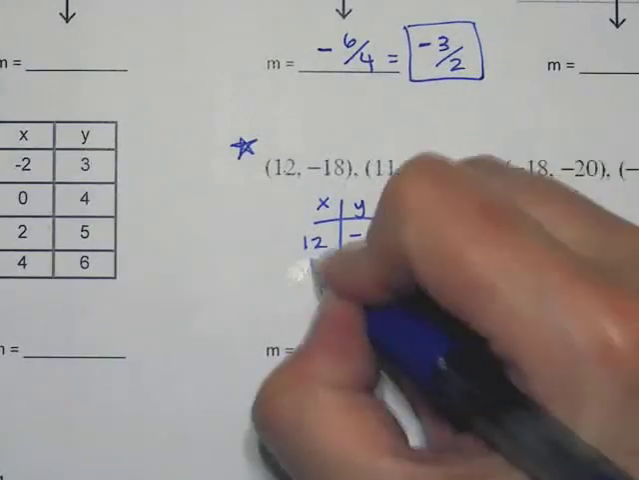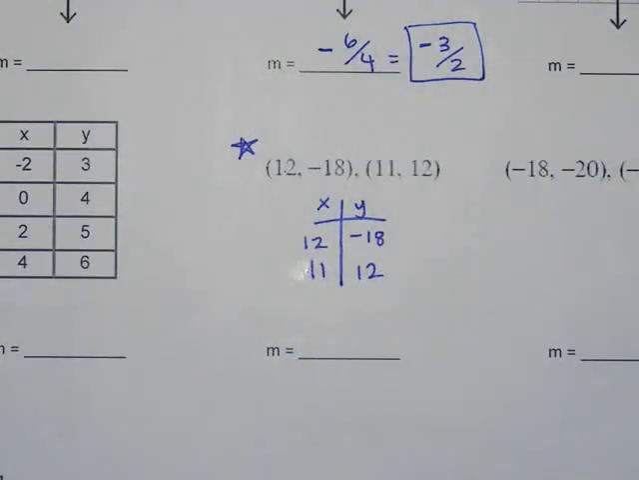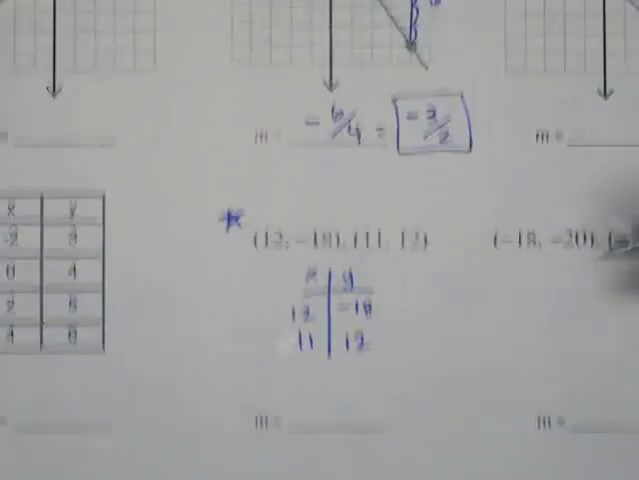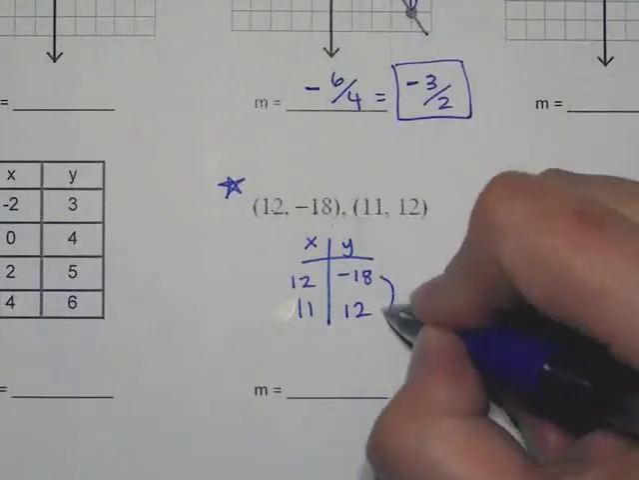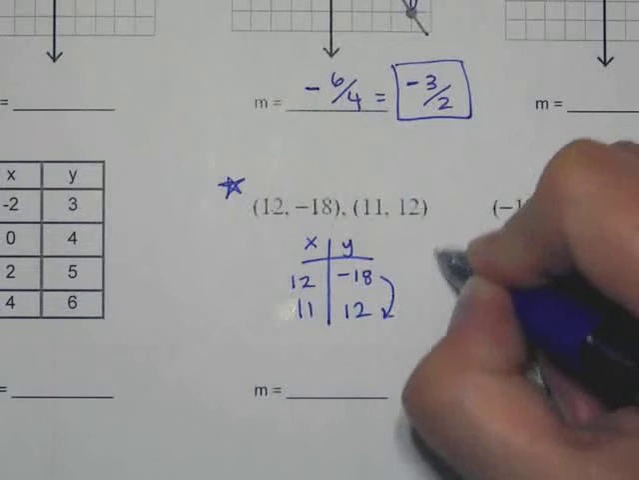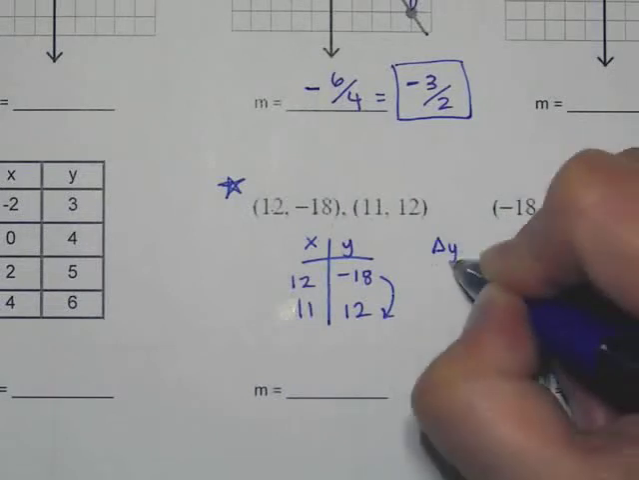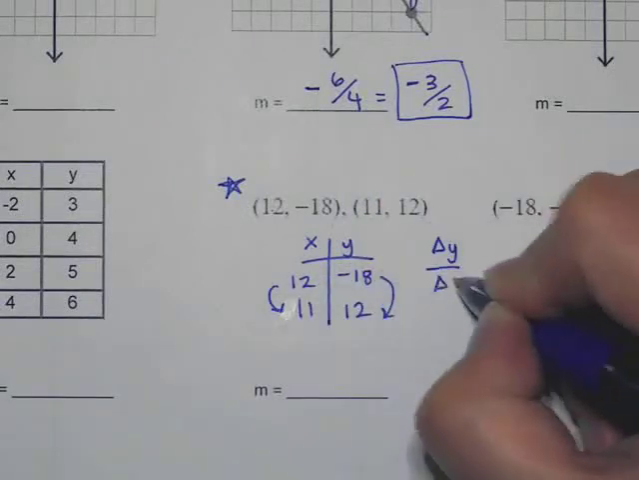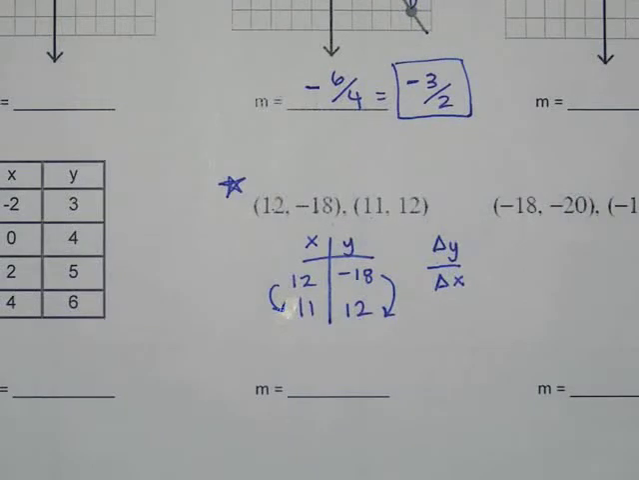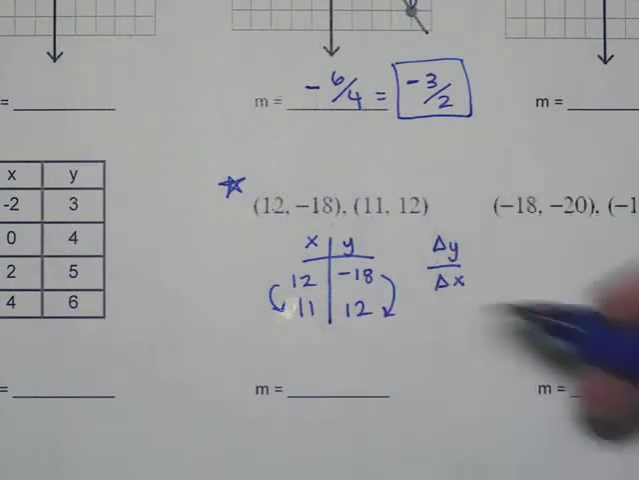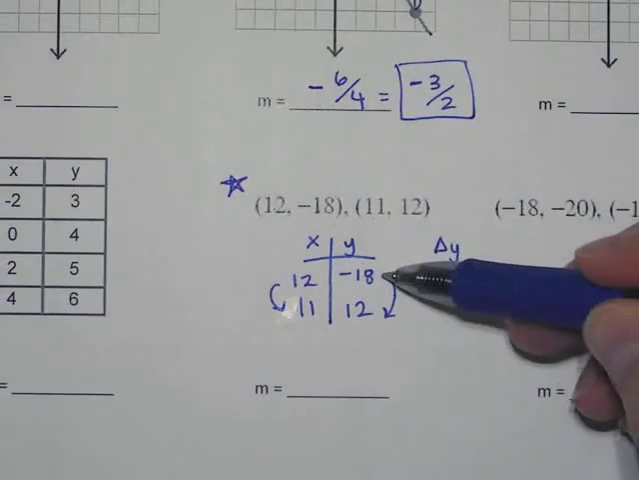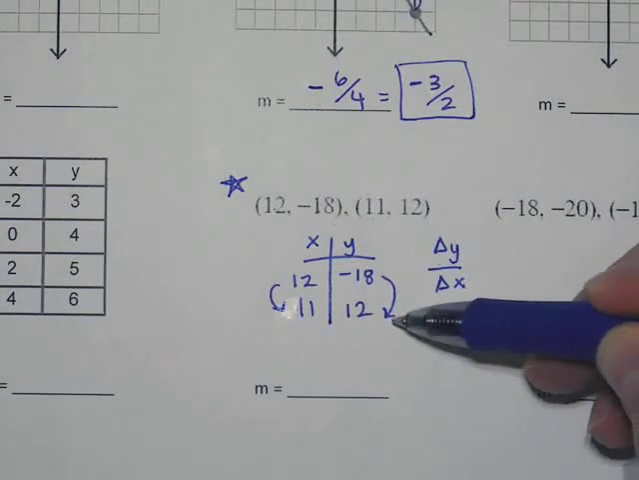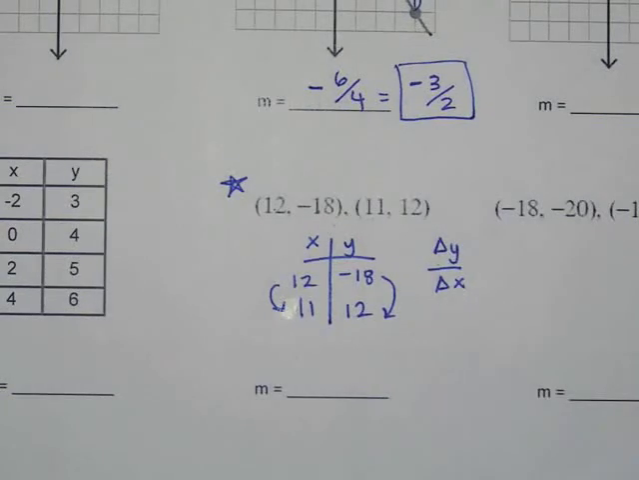So 11 and 12. And now what we look at each time, instead of rise over run like we looked at with the graph, we look at the change in y. Sometimes we refer to that as delta y. Change in y divided by the change in x. So we have to figure out how much this is changing on each side. If I'm at negative 18 and I'm going all the way to positive 12, sometimes that can be a little tricky to figure out how far that is.